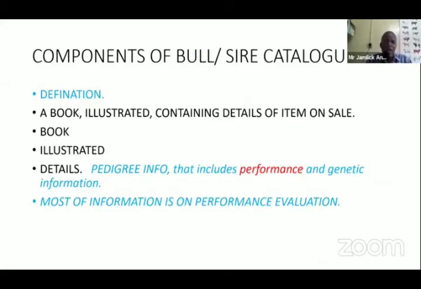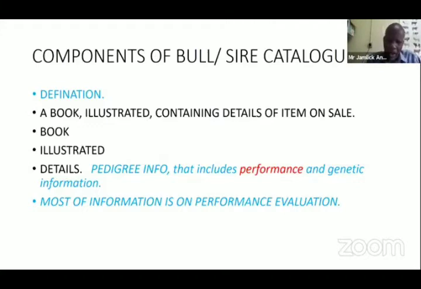It would be difficult to understand a bull catalogue if you don't know how to interpret this kind of information. As I've said, pedigree information is very clear because it shows us the parentage of that particular individual. But the performance evaluation part is what carries the bulk of the catalogue. This is where we have a lot of acronyms when presenting information in the catalogue, and this is where most of us have problems in understanding.